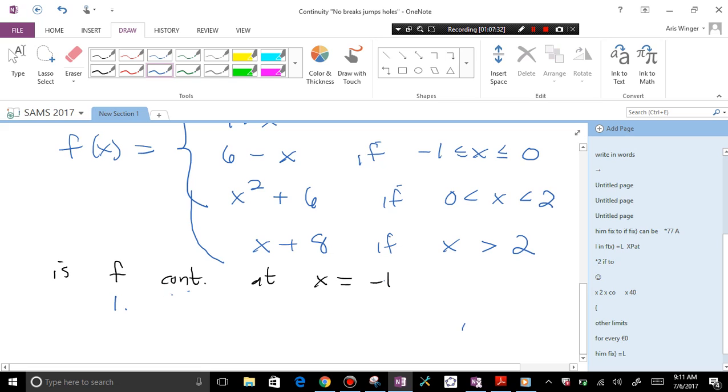Number 1, f of -1, is it defined? Yes. I believe so, right here, right? So f of -1 is 6 minus -1, it's 7.